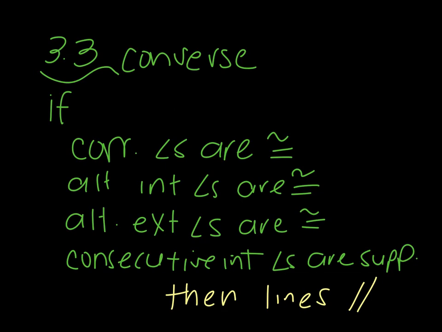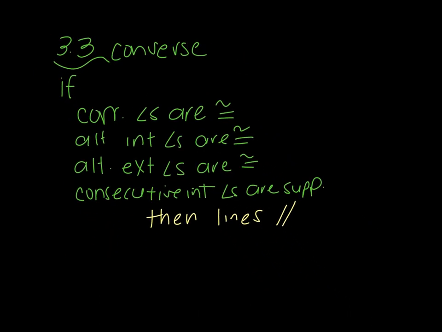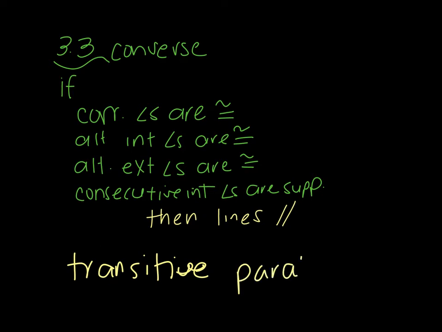In addition to these four, we also talked about the transitive property for parallel. I don't even know the exact name of it. I think it was the transitive property for parallel. Let me find the exact name. Transitive property of parallel lines, which basically says that if two lines are parallel to the same line, then they are also parallel to each other.